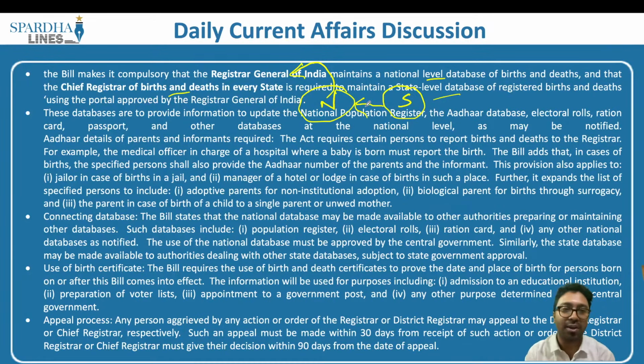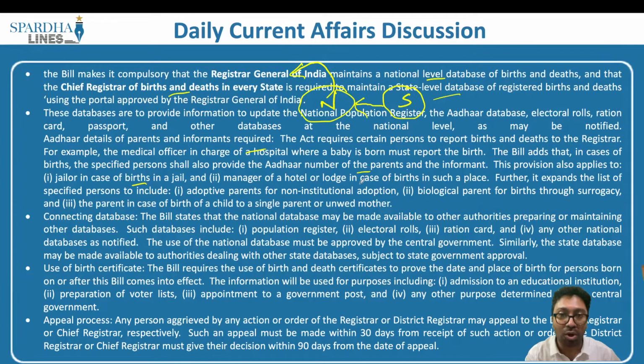These databases are to provide information to update the National Population Register, Aadhaar database, electoral rolls, ration card, passport and other databases. Aadhaar details of parents and informants are also required, and the bill adds that in case of birth, the specified persons shall also provide the Aadhaar number of parents and informants. This provision also applies to the jailer in case of birth. Let's say for example a birth happens in jail, the jailer's Aadhaar will also have to be linked.